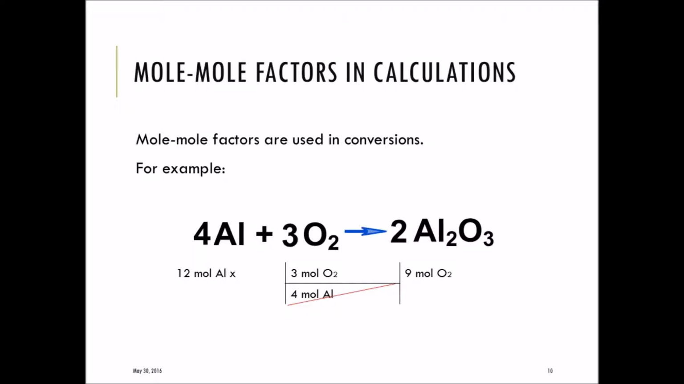12 moles of aluminum will be divided by 4 moles of aluminum. That will give you 3, which will be multiplied by 3 moles of oxygen. That ends with 9 moles of oxygen molecules in total. What we did now is the same conversion, but as you've seen, it is just a rule of 3.